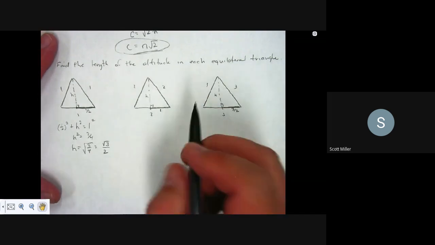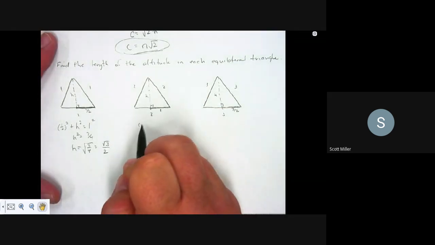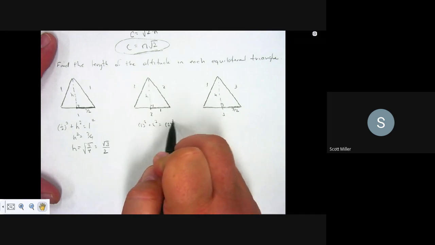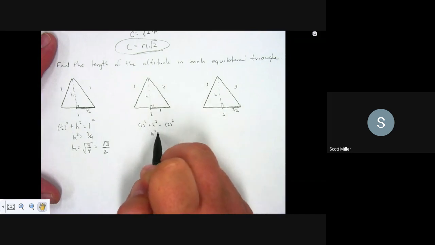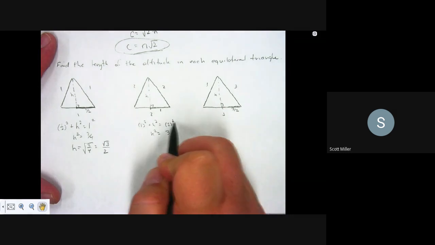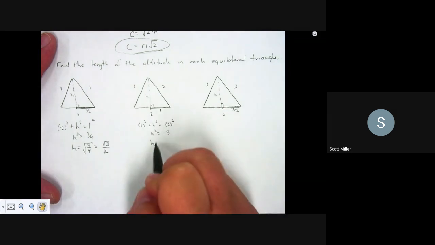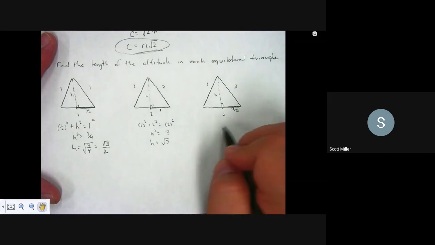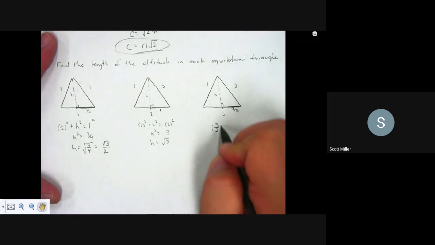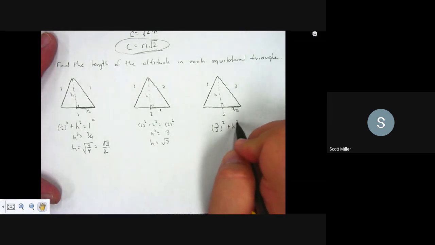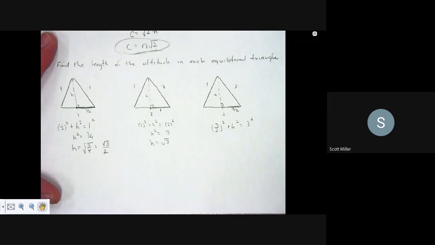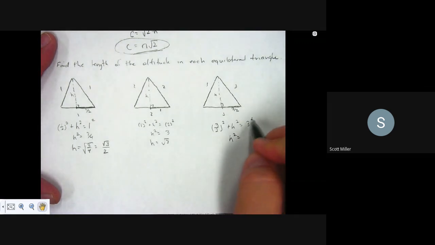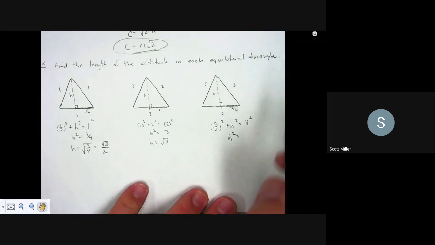Let's go over here and do this one. Same process. So I got 1 squared plus h squared is 2 squared. So h squared is equal to 3 because that's 4 minus 1. And so h is the square root of 3. All right. Come over here. We got 3/2 squared plus h squared is 3 squared. So h squared equals, this is 9. Okay.